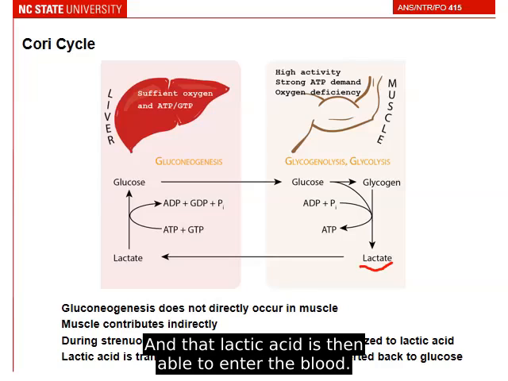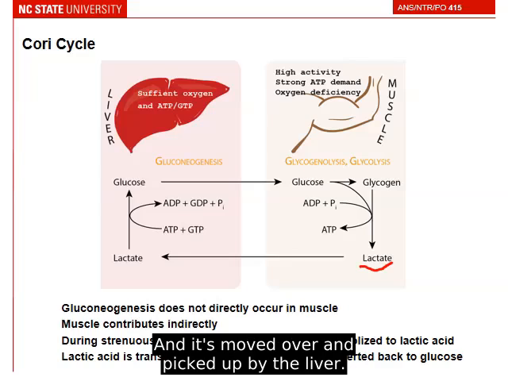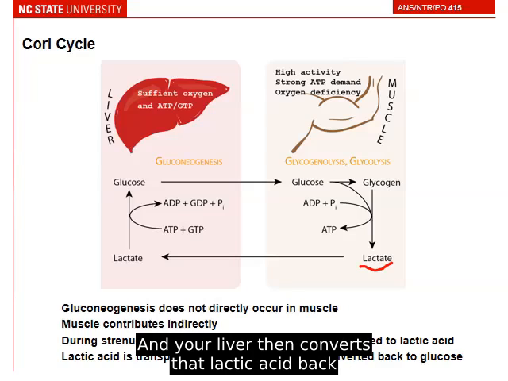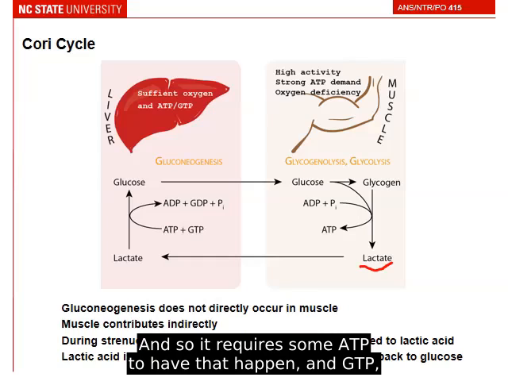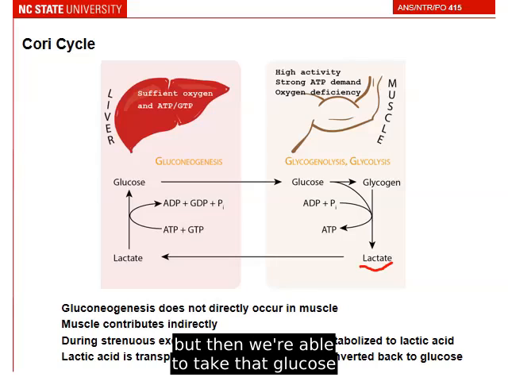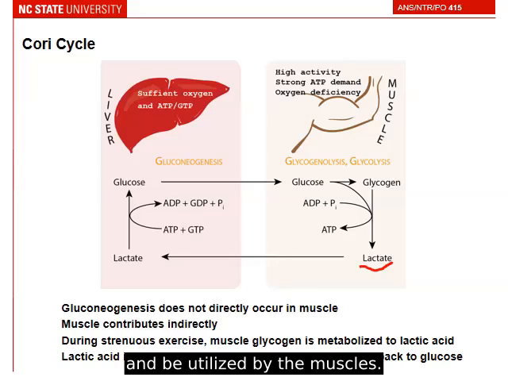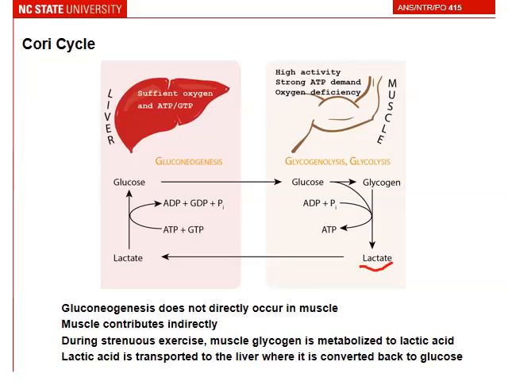That lactic acid is then able to enter the blood, and it's picked up by the liver, and your liver then converts that lactic acid back to glucose. It requires some ATP and GTP to have that happen, but then we're able to take that glucose and have it go back out into the blood and be utilized by the muscles.